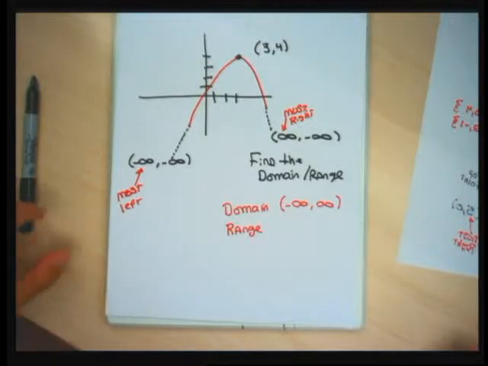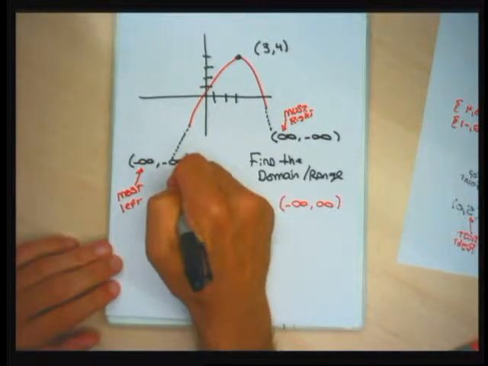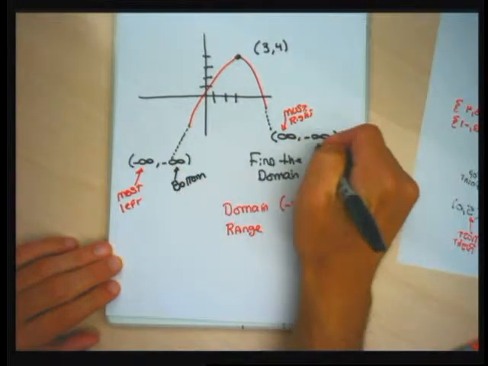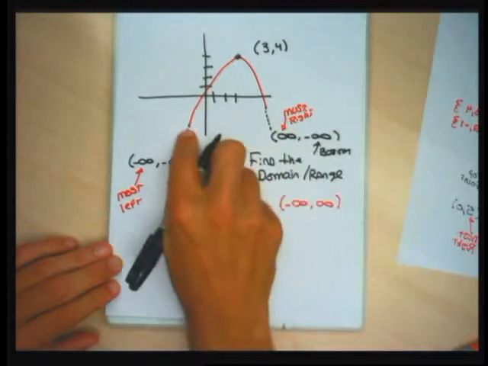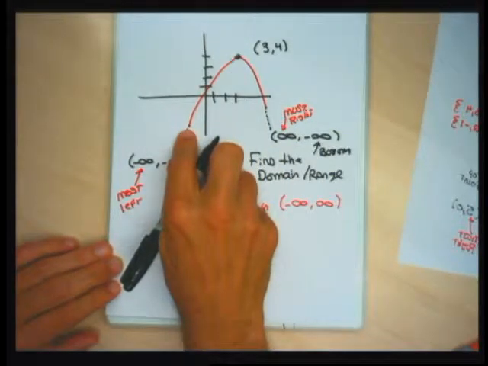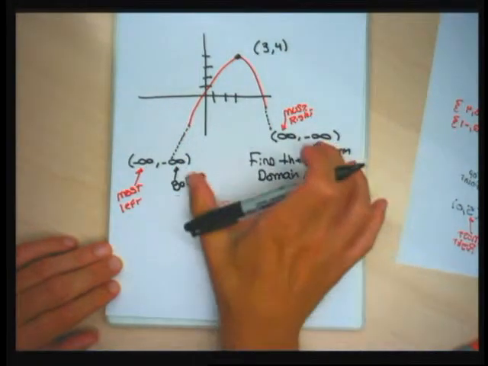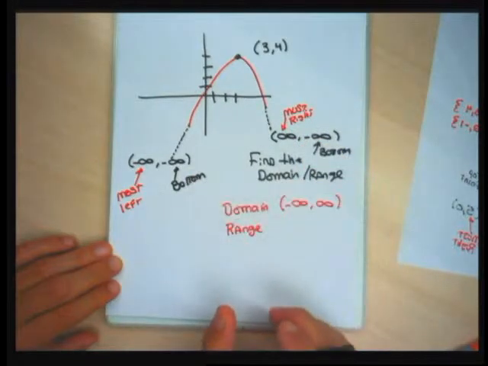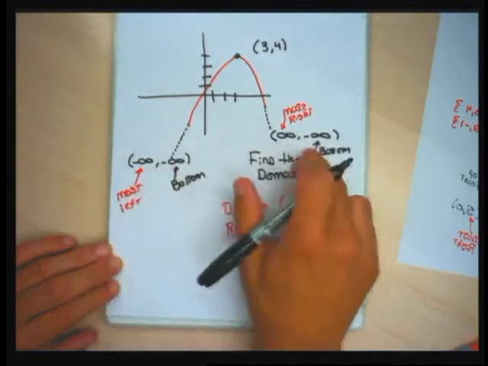For the range, I have to decide which point is at the bottom. It turns out that it doesn't matter if you called this point the bottom or that point the bottom. It looks like this side's going down a little bit quicker, but ultimately they both get to the bottom of the y-axis, and they both have the same y-coordinate. So it wouldn't matter which one you call the bottom when you're finding the range. The y-coordinate of the bottom point is going to be negative infinity.